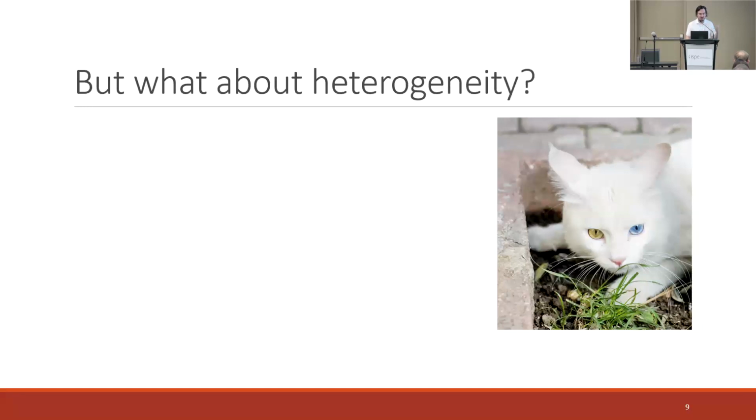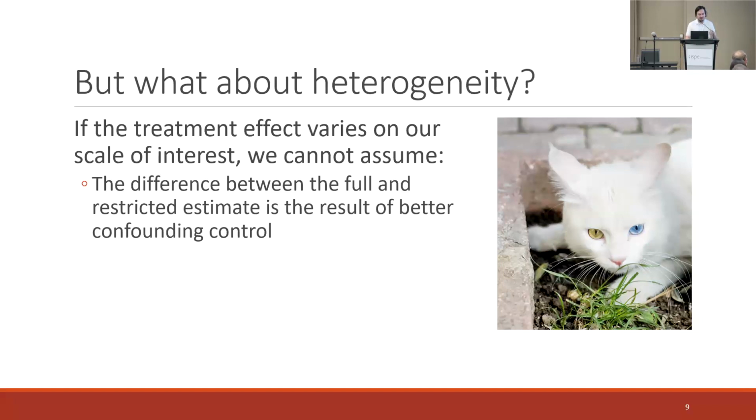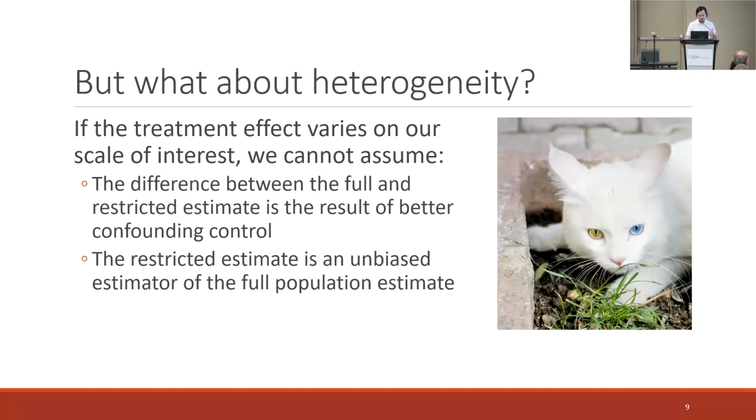But what about heterogeneity, right? Things aren't always the same. They're not always uniform. And if the treatment effect varies on our scale of interest, we can't assume anymore that the difference between our estimates is because of the better confounding control. And we also can't assume that the restricted estimate is a good estimate of the full population treatment effect.